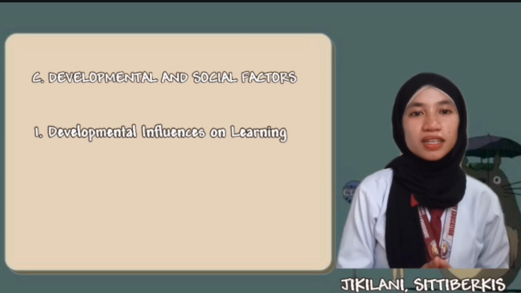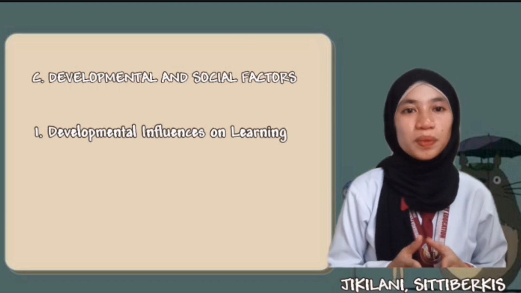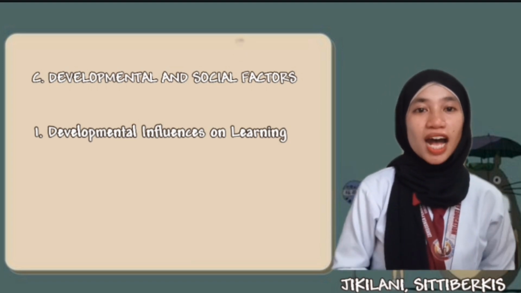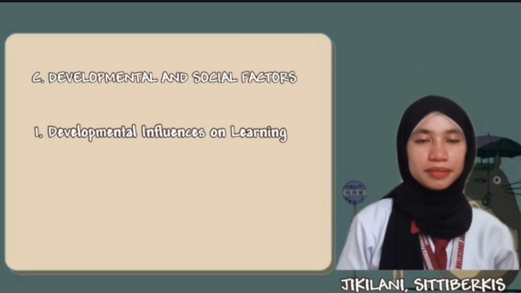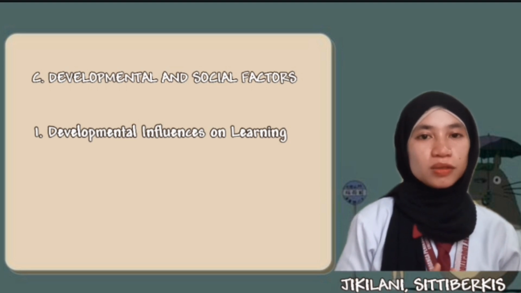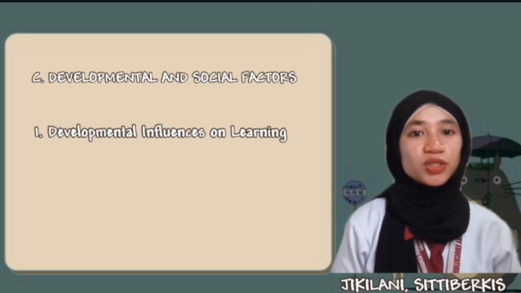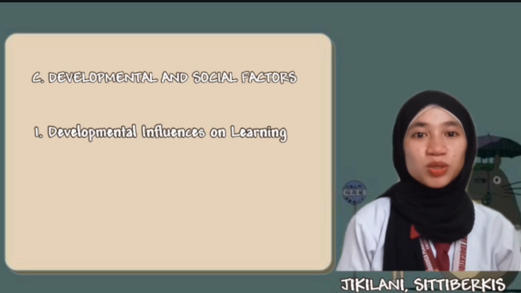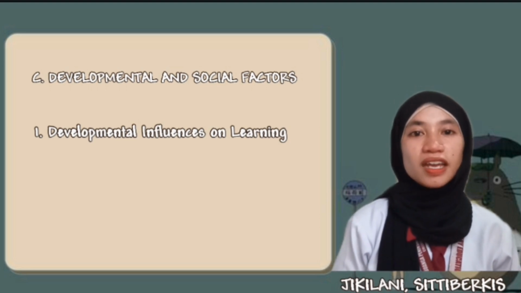When we say developmental influences on learning, it focuses on how an individual's stage of physical, intellectual, emotional, and social growth affects their ability to process and engage with educational content. Let's say, for example, a preschool child learns better through play-based activities like using blocks to teach counting than through direct instruction.